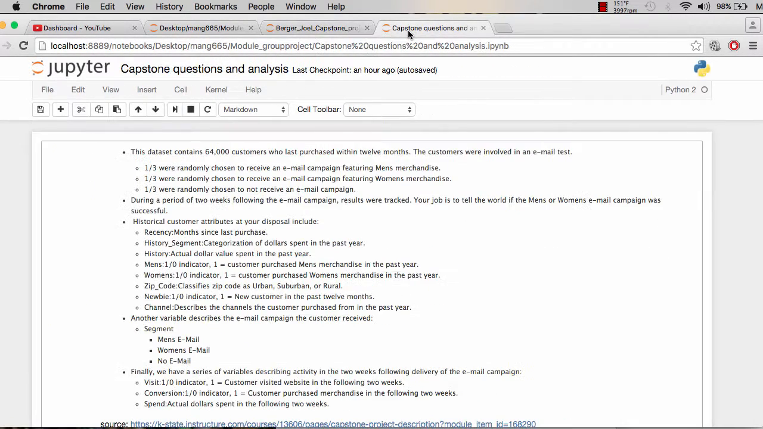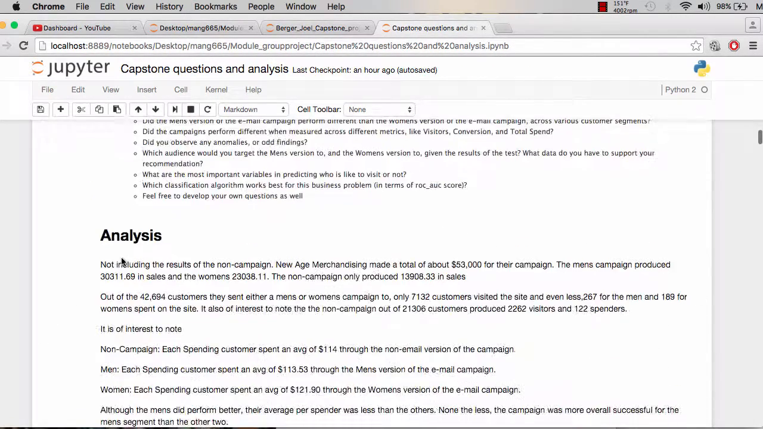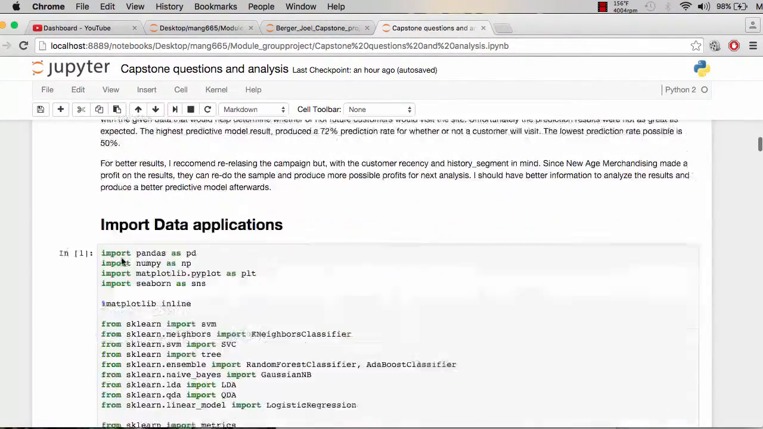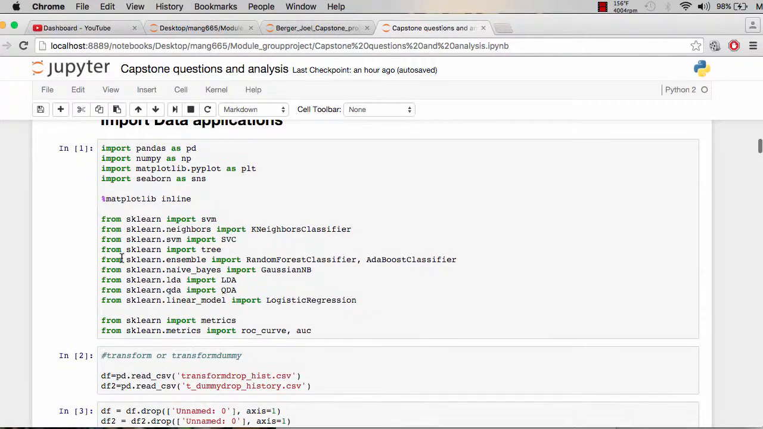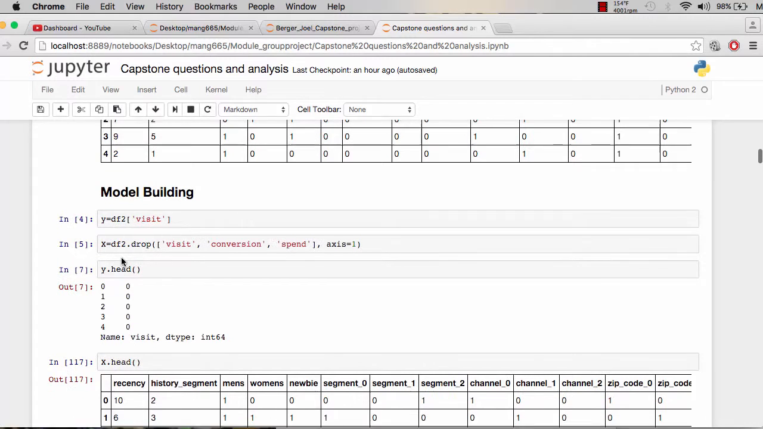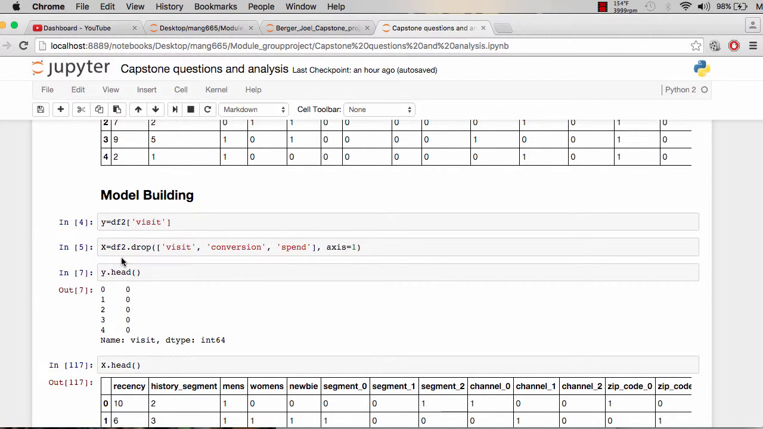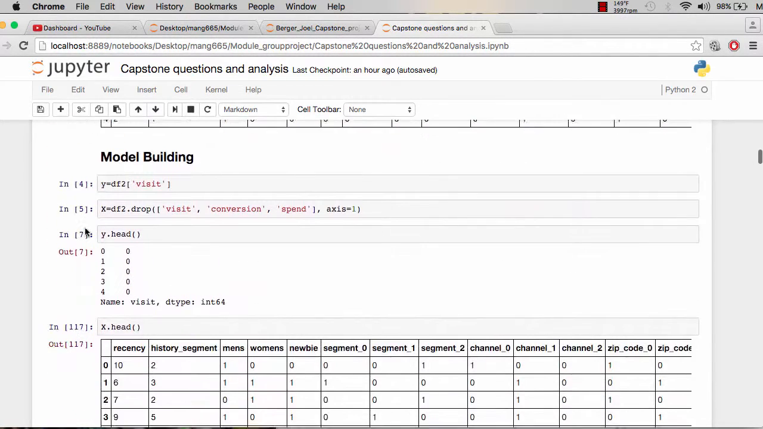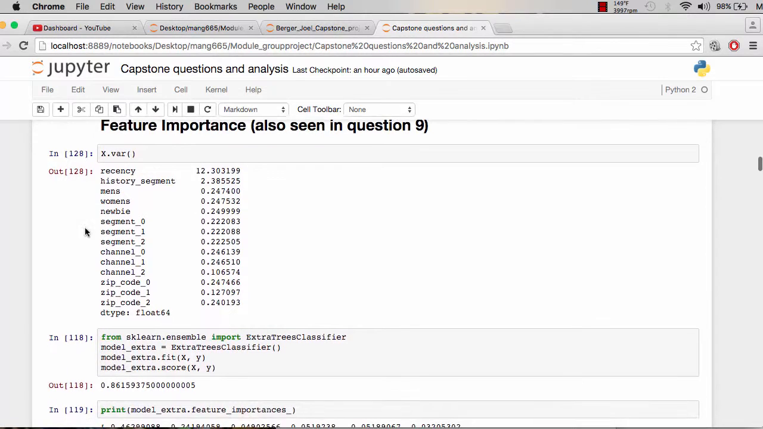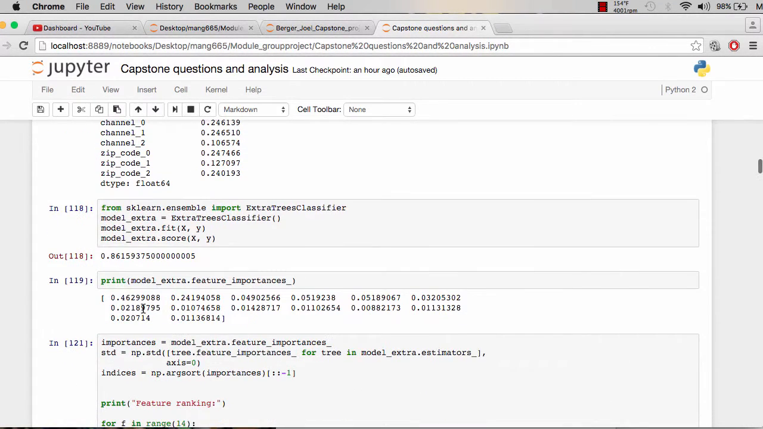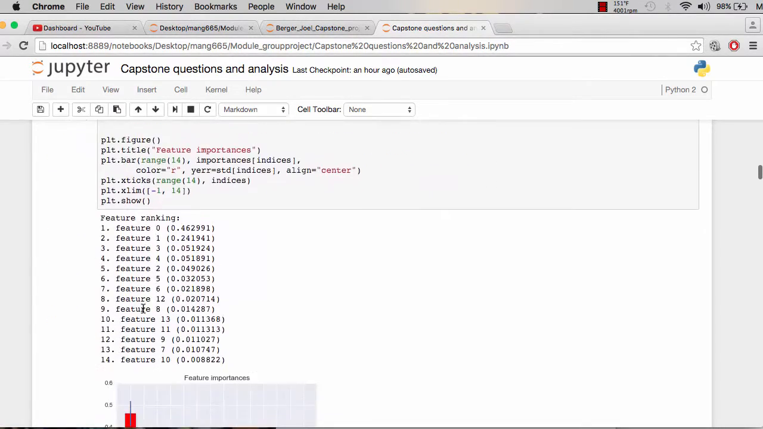So I'm going to go into my questions and analysis now. This right here is just my final analysis, which you'll see on my website for the recommendations. I imported all the data applications that I needed to start off, and I started with DF, the general model building, where DF2 is the dummy drop, while DF is the regular transform history that I showed you earlier. I start out with the feature importance just to see what features I'm going to be using specifically for my model. And as you can see here, I did that.